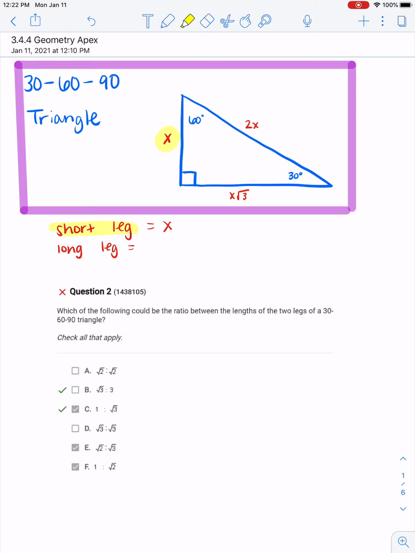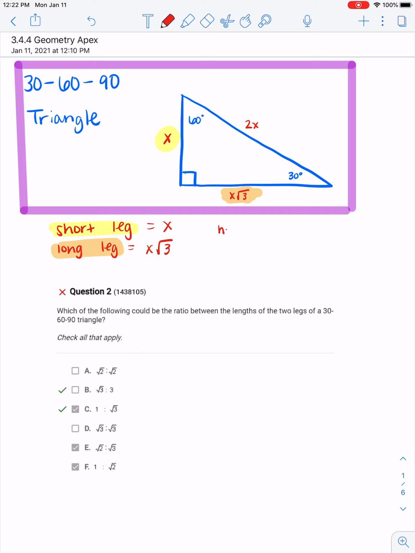I'm going to go ahead and highlight this a little bit. So this other leg right here is x radical 3 is how we would read that. Now, what that means is that whatever the short leg is, we multiply it by the square root of 3, or radical 3, and we get the longer leg. So that would be the leg of the triangle beside the 30-degree angle. So in between 30 degrees and 90 degrees.